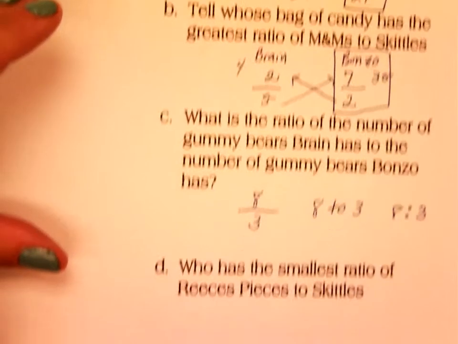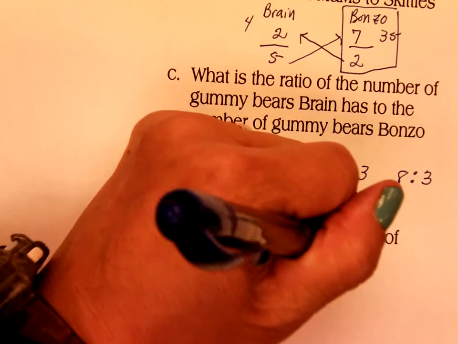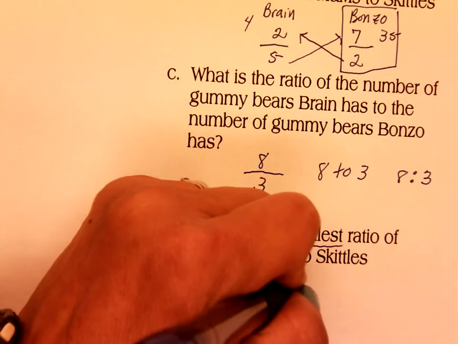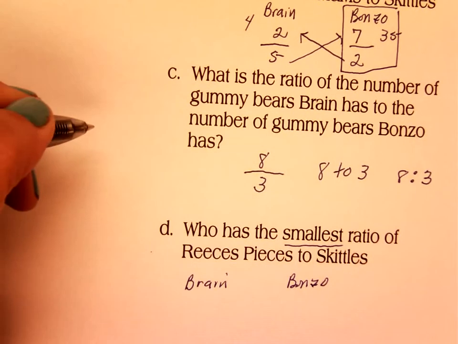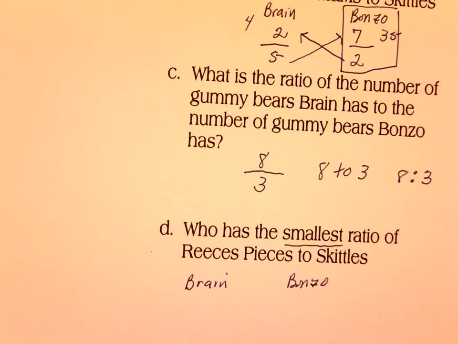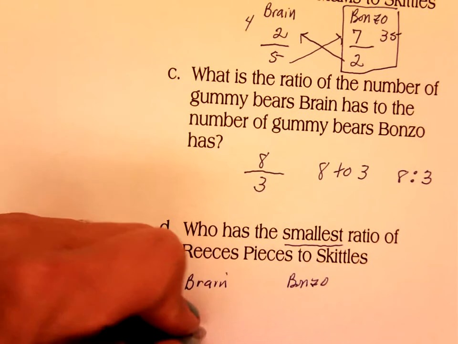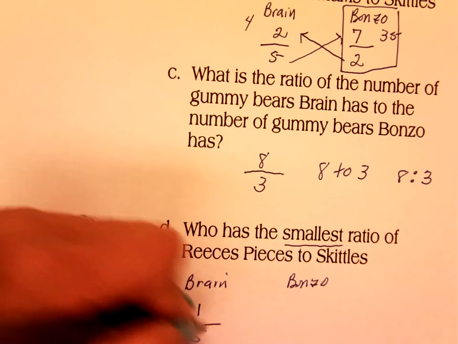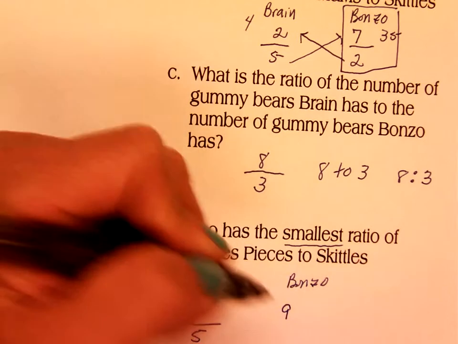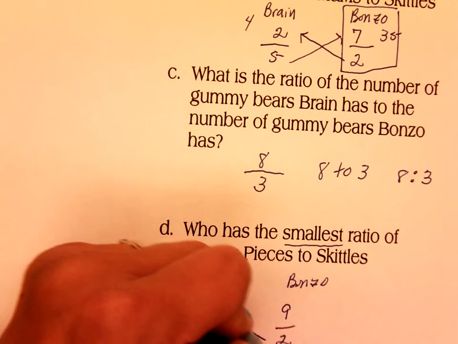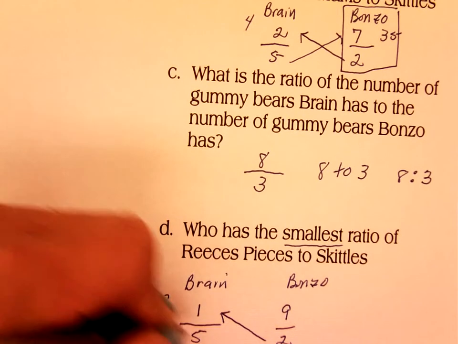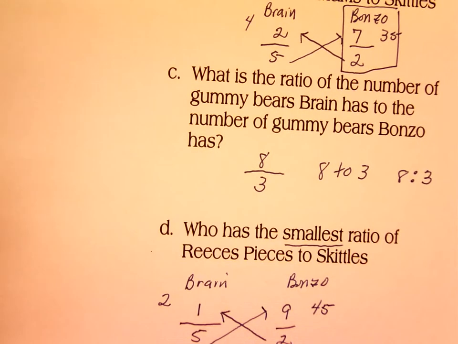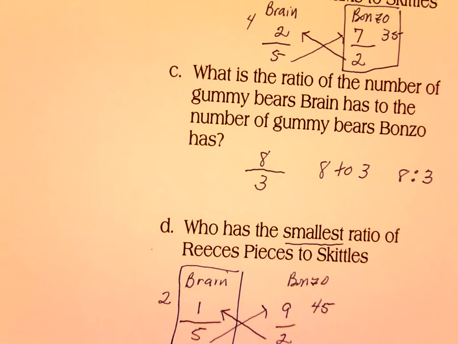And last one, D. Who has the smallest ratio? So we're looking at the smallest number now. So we write Brain and Bonzo. Go ahead and write the ratio for Brain and Bonzo of Reese's Pieces and Skittles. Brain should have had 1 Reese's Pieces and 5 Skittles. Bonzo has 9 Reese's Pieces and 2 Skittles. So you cross multiply diagonally, and this is 2. 5 times 9 is 45. And we're looking for the smallest number. Well, Brain has the smallest number, since 2 is smaller than 45.